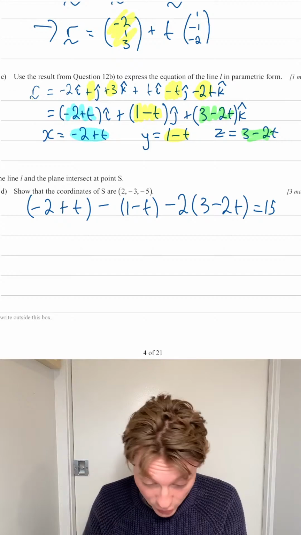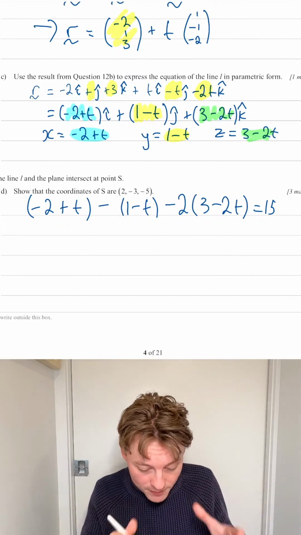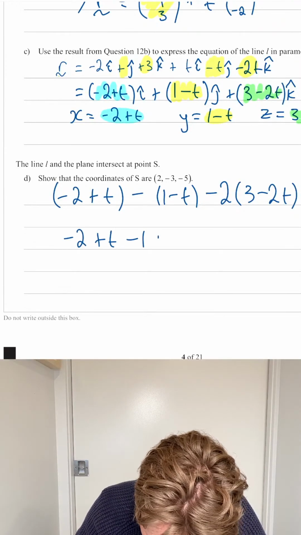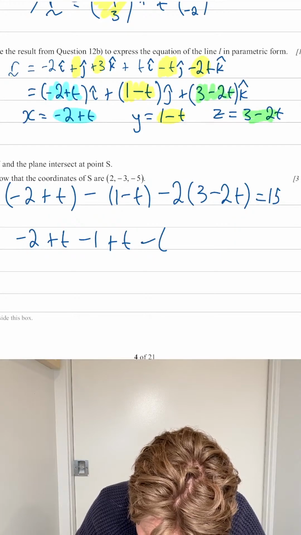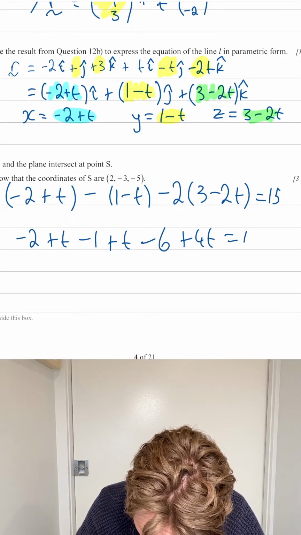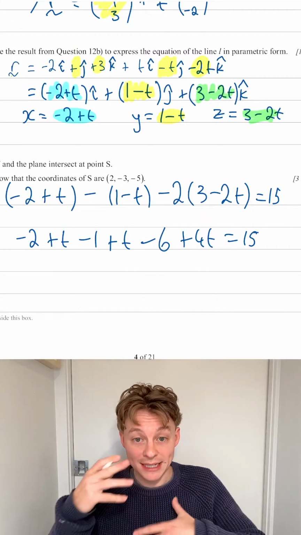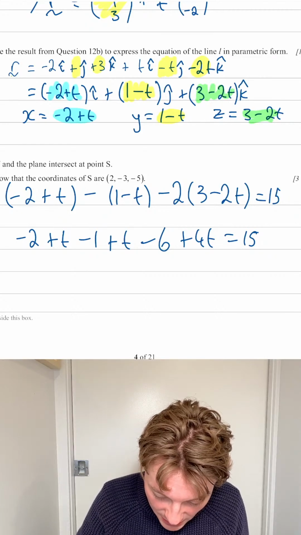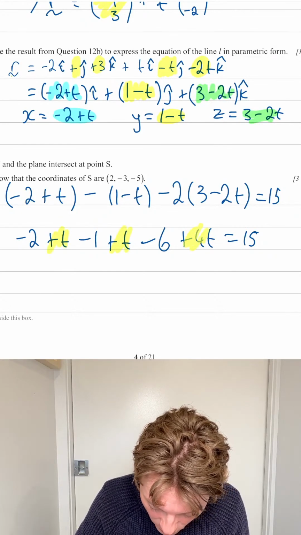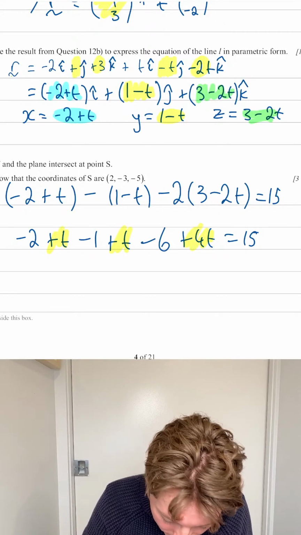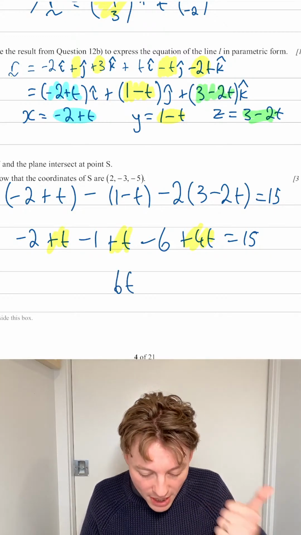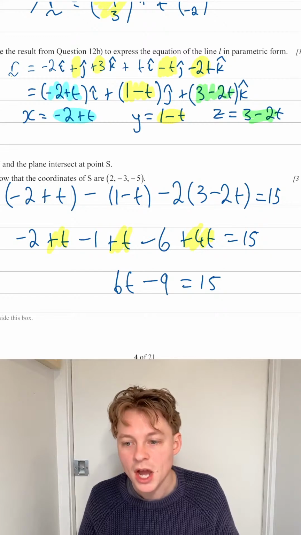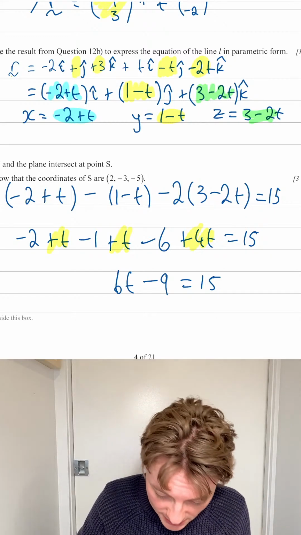If I expand all my brackets and collect all my like terms, I wind up with minus 2 plus t, minus 1 plus t, minus 6 plus 4t, all equals 15. I now want to, again, collect. I've got t plus t plus 4t. If I grab all my t's together, that gives me 6 lots of t, so I get 6t. And I've got minus 2, minus 1, that's minus 3, minus 6, that gives negative 9, all equal to 15. I can now add 9 to both sides.